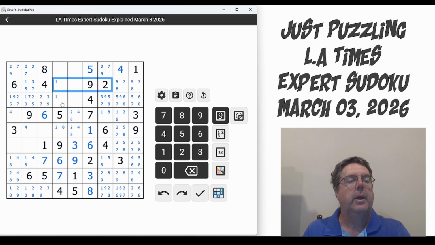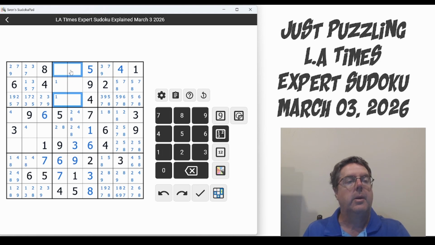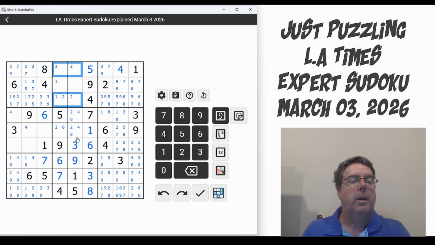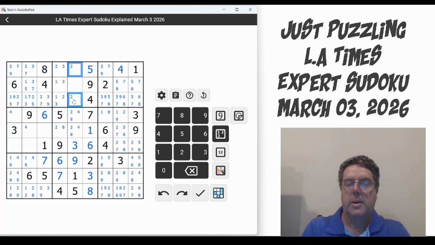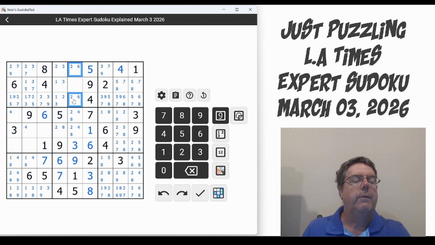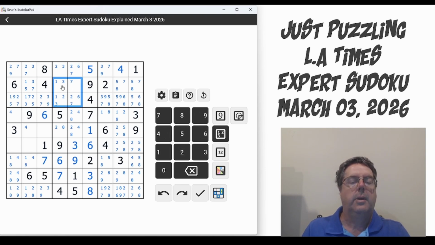2 comes across here, so 2 is one of these. 3 now comes up here, so 3 potentially is one of these. 4's done. 5's done. 6 comes up here. 6 comes across here, so 6 is one of these. Interestingly enough, 7 comes up here, so 7 can't be here, so this is a 7 here. 8 comes across here, so 8 is one of these.